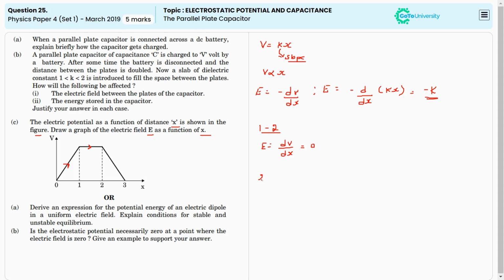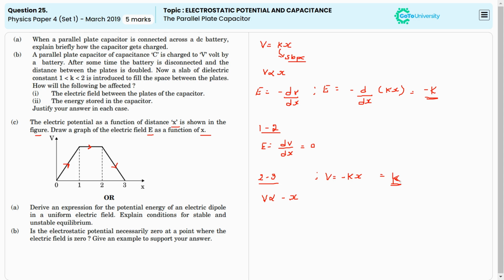Then from 2 to 3, the potential difference gradually decreases. That is the minus value. That is, V is directly proportional to minus x. Then you can write V = -kx. Then this becomes the k value. That means here it becomes the positive value.